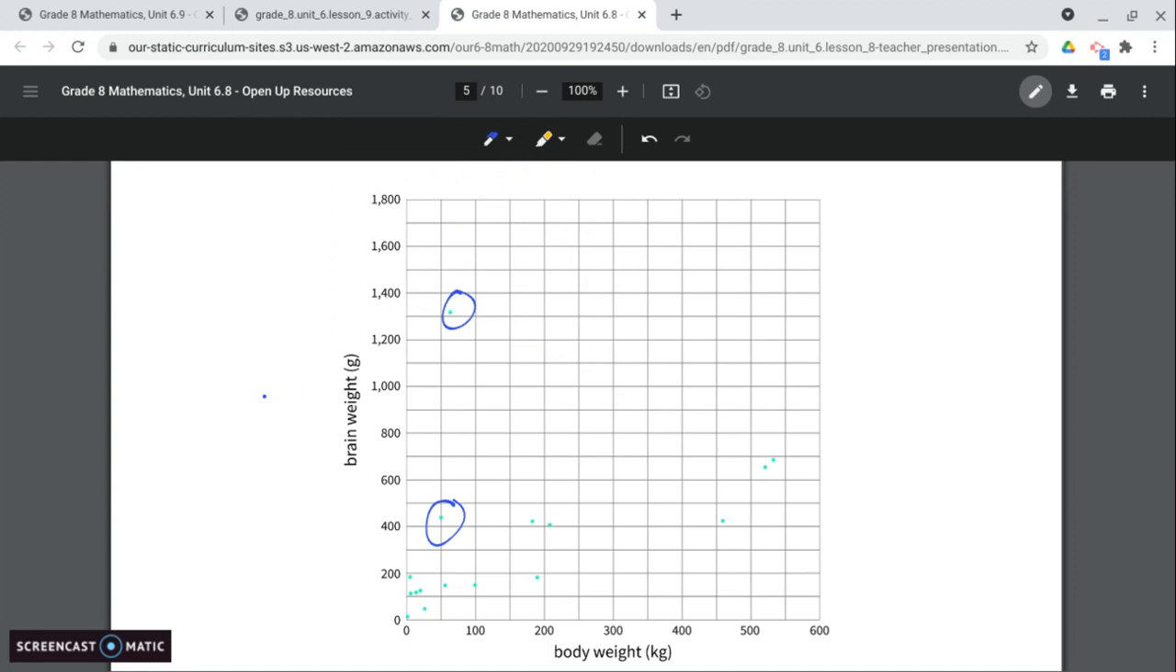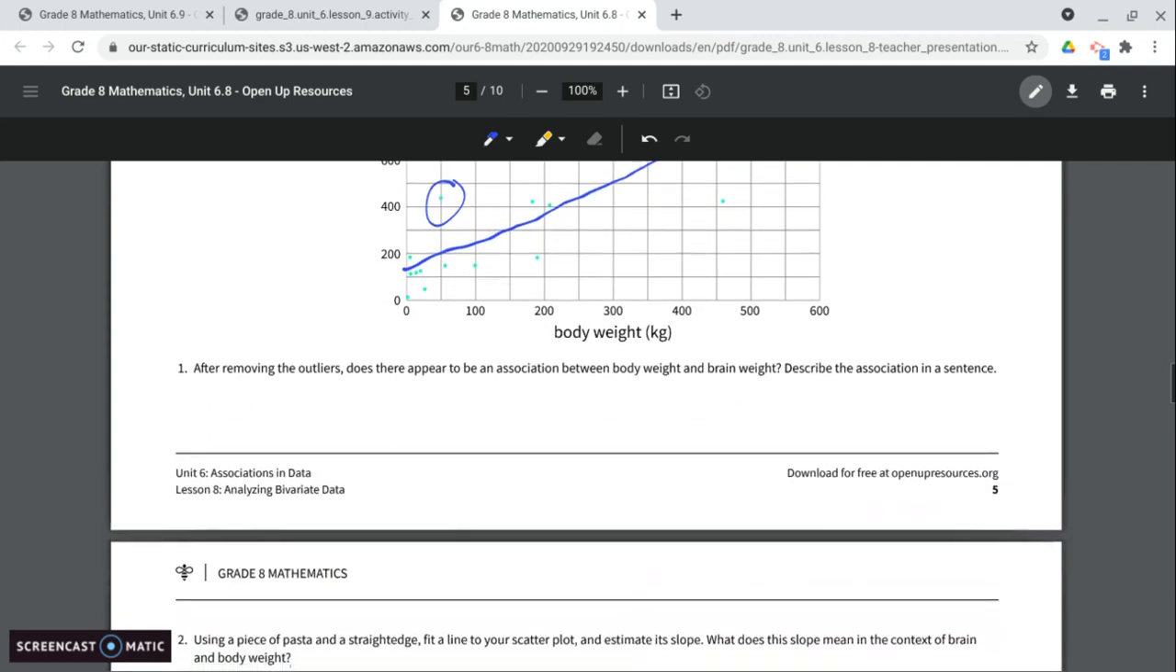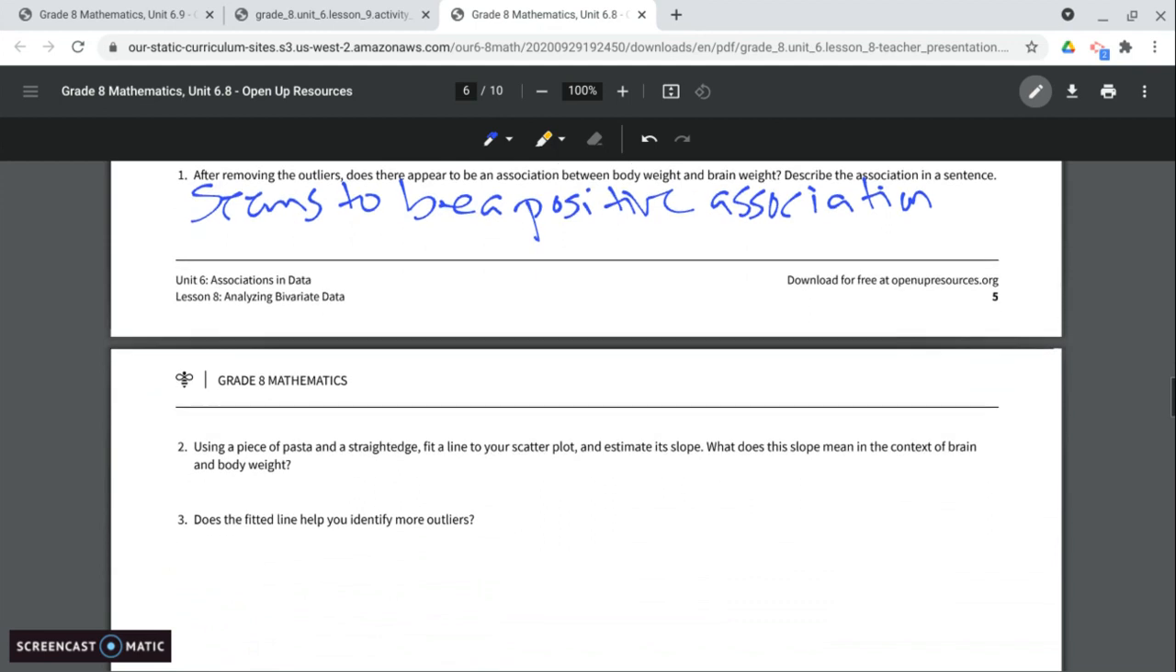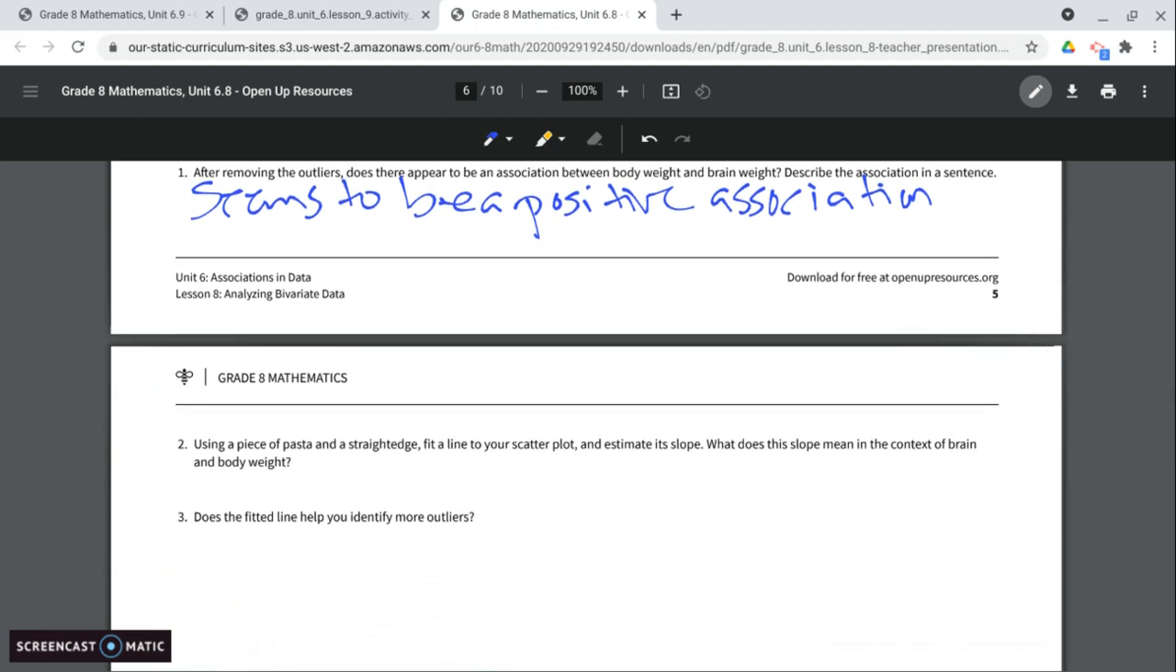There does appear to be a positive association going right through there. So it seems to be a positive association. Obviously, we're not going to use a piece of pasta on a straight edge, but we did fit a line. For our scatter plot, we want to estimate its slope. What does the slope mean in the context of brain and body weight?